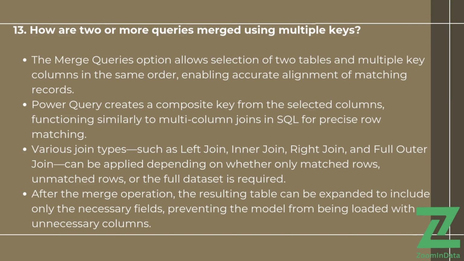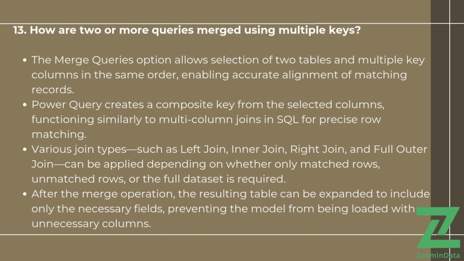13th question. How are two or more queries merged using multiple keys? The Merge Queries option allows selection of two tables and multiple key columns in the same order, enabling accurate alignment of matching records. Power Query creates a composite key from the selected columns, functioning similarly to multi-column joins in SQL for precise row matching.